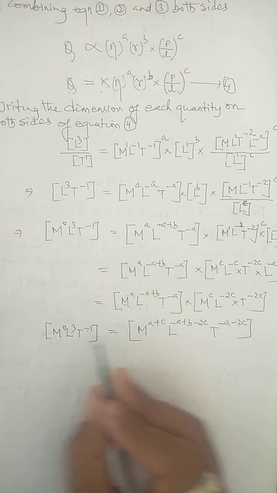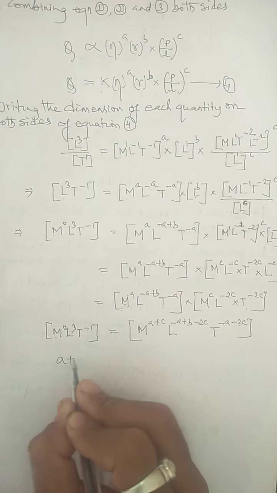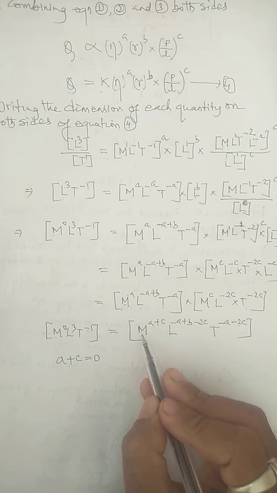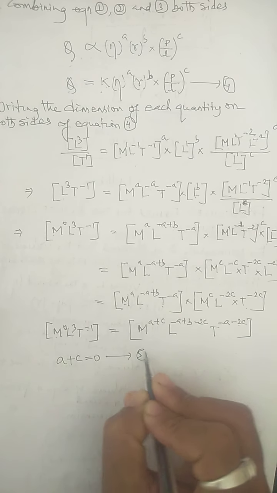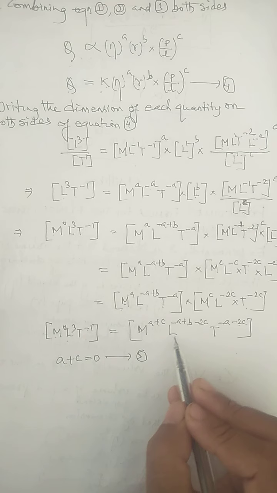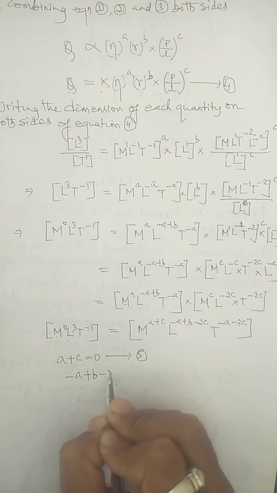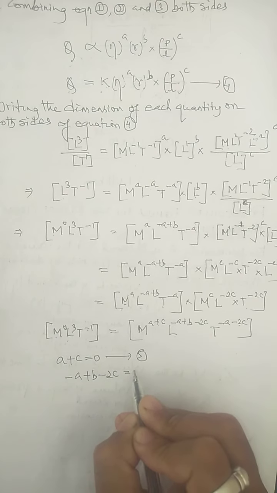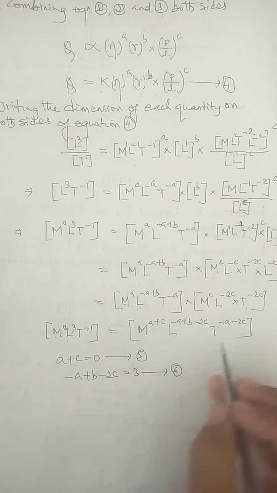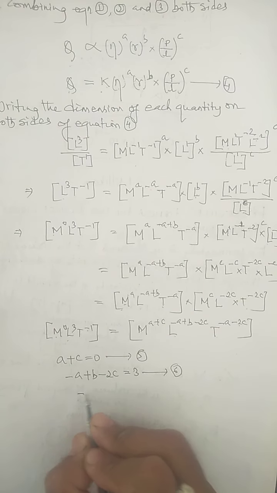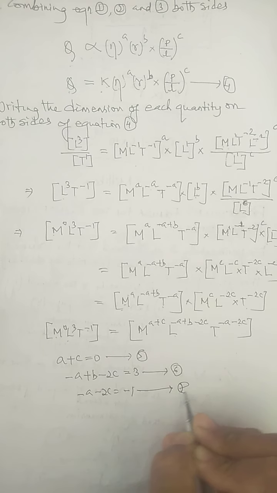The dimension of mass on both sides is the same, which means if I compare, A plus C equals 0, dimension of mass. So I give this equation number 5. The dimension of L on both sides is the same, so I write minus A plus B minus 2C equals 3. I give this equation number what? 6. And lastly, the dimension of T on both sides is the same, which is minus A minus 2C equals minus 1. And I give this as equation number 7.